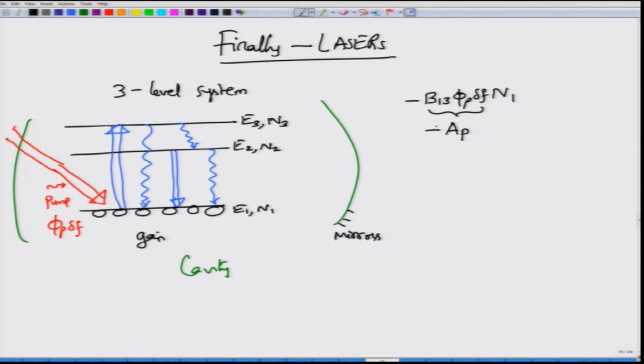Why it is called a cross section, and why this is a probability, is all something that we do not want to worry about. You just take this AP as a shorthand notation for B13 phi p delta f, and the absorption process is governed by minus AP times N1, which of course will deplete the population at the energy level E1 while increasing the population at the energy level E3.